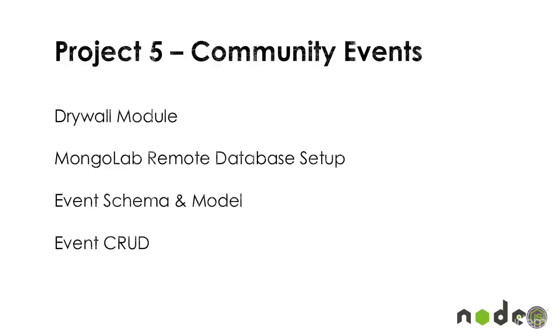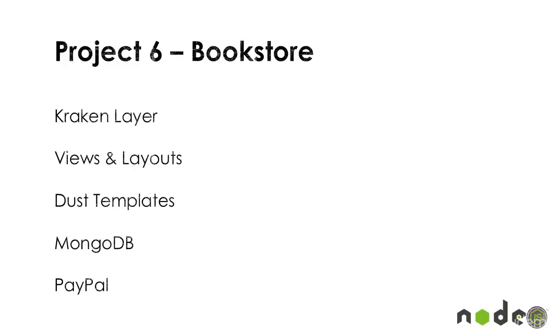Project 5 was community events. This was with the Drywall module, which is a complete user management system. We also used MongoDB, but we used a remote instance from the MongoLab service. And we added a resource to Drywall. We added an event schema and model. And we also made it so that we could log in and create, read, update, and delete events.